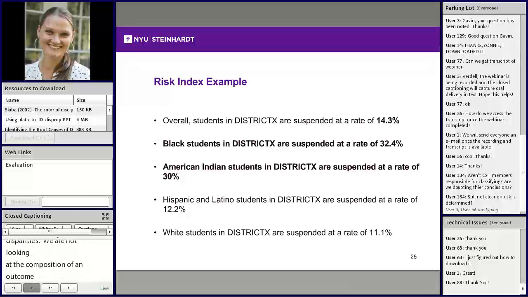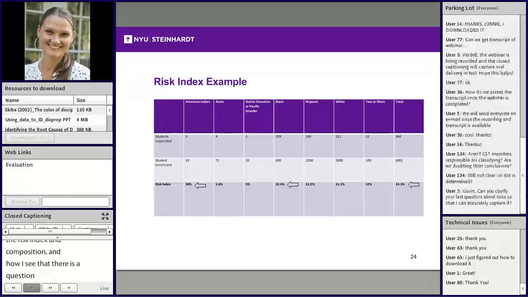So now we're not looking at the composition of an outcome, but we're also looking at the risk of an outcome. All right, so I see that there's some questions coming up in the parking lot about the risk index and composition, and how risk is determined. Before we move on, because the relative risk is related to the risk index, I'm just going to speak one more time about how risk is calculated by looking at this chart.